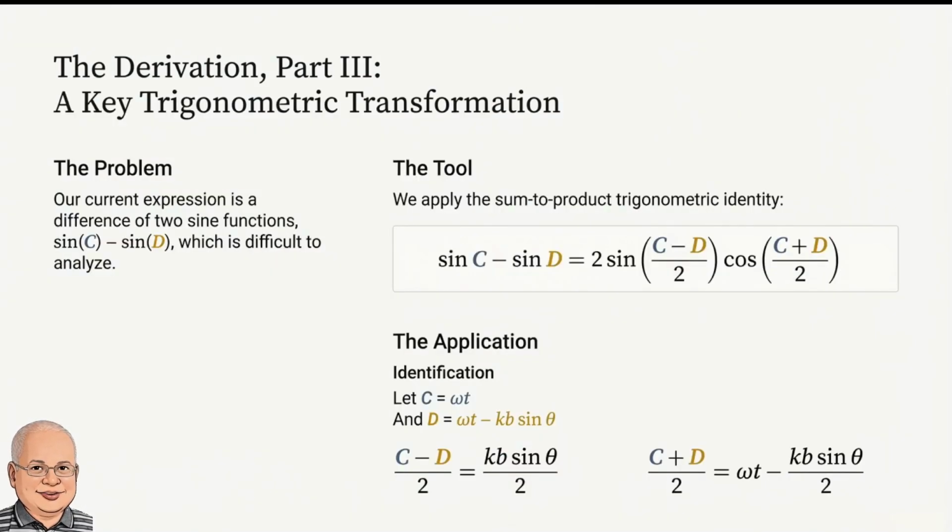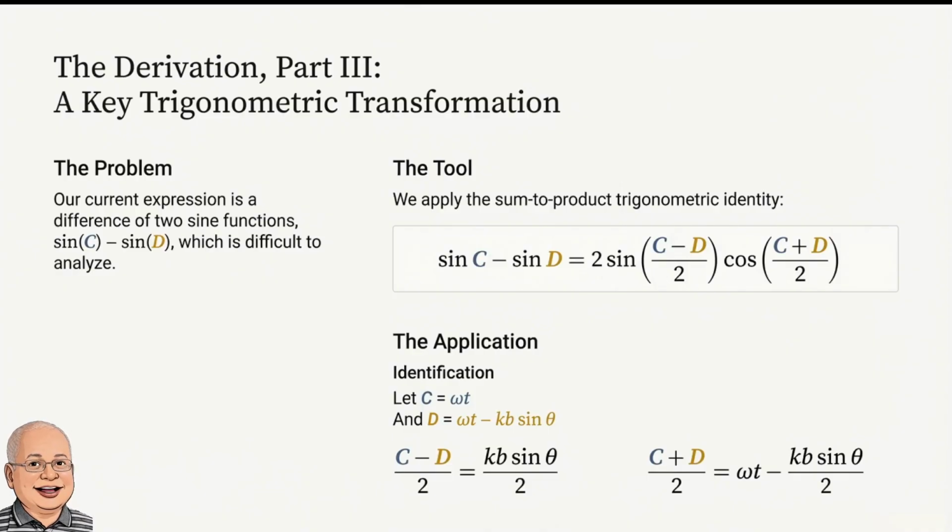And then this expression that we have got is a difference of two sine functions, sine c minus sine d, which is difficult to analyze. This expression is difficult to analyze in this form. So we will use a trigonometric identity. Sin c minus sin d, we know this identity is equal to 2 sin (c minus d) by 2 cos (c plus d) by 2. So then we'll apply it here.